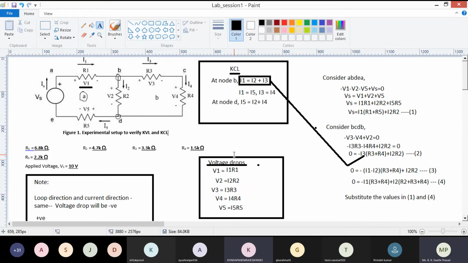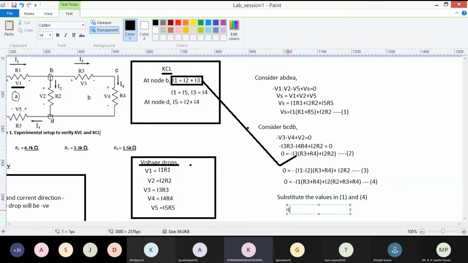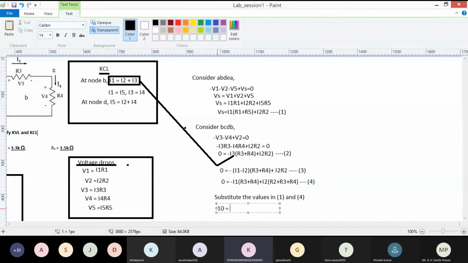Ma'am, first equation is I1 into 9k plus I2 into 4.7k equal to 10, ma'am. I1 into? I1 into 9k. 10, correct. I1 into? 9k. 9k, okay. Plus I2 into 4.7k. I2 into? Ma'am, I2 into 4.7k, ma'am.